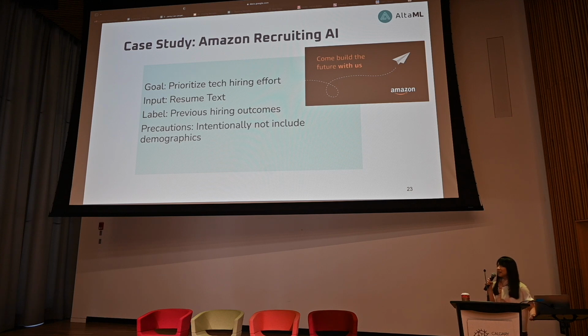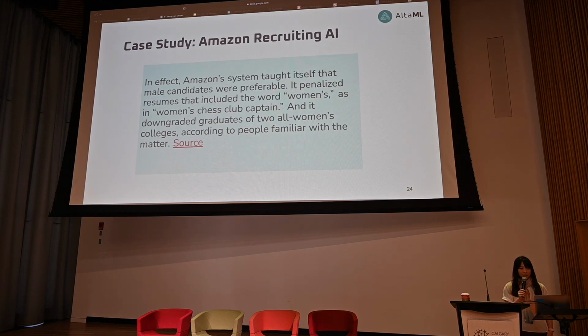Here's another case study. I don't know if any of you have seen this on the news before. Amazon previously built a recruiting system, and they said, hey, this time we're going to do it right. We're going to remove all of those protected variables like gender information and all that demographic information. They were already trying to build a very fair software. What happened?